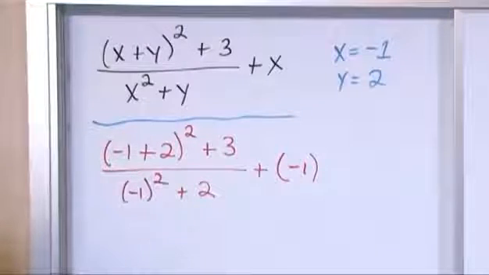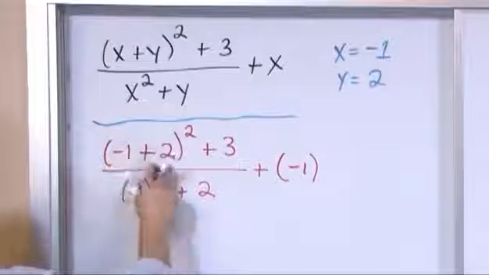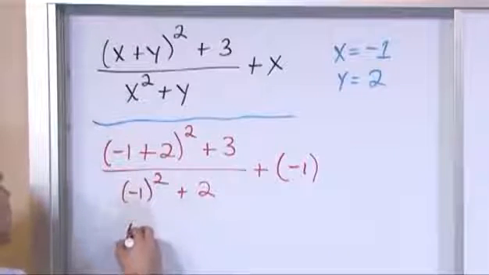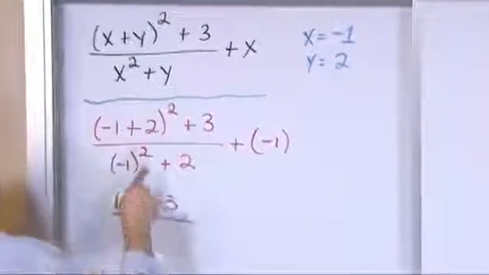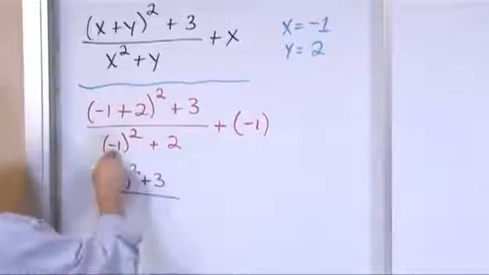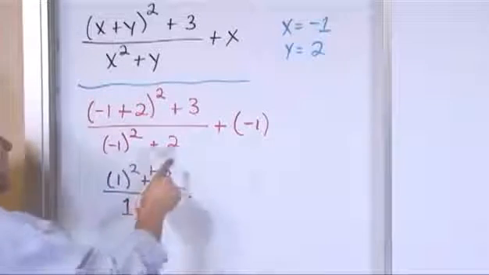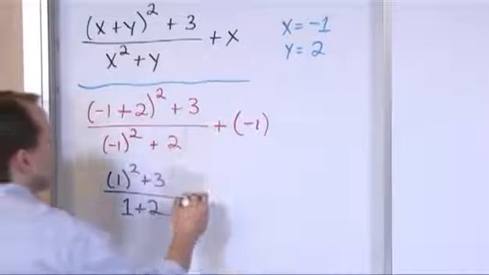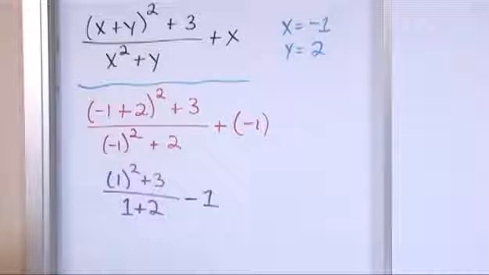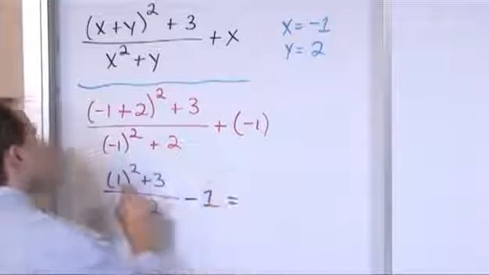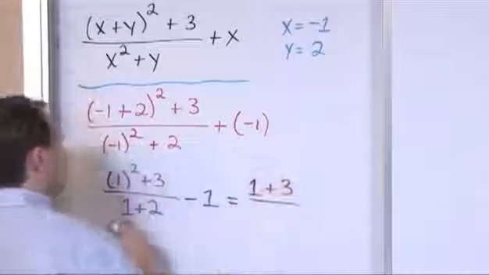Let's see if we can make some sense of this. Inside this parenthesis, we have to do that first. -1 plus 2 is going to give me 1. So I'm going to have 1 squared plus 3 over. I can work in the denominator separately. -1 times -1 is +1. I have plus 2 out here. I have plus -1, but I can write that as -1. That's fine to do. Anytime you see a plus -1, you can just write it as -1. So over here, 1 squared is just going to be 1 plus 3 over 1 plus 2.